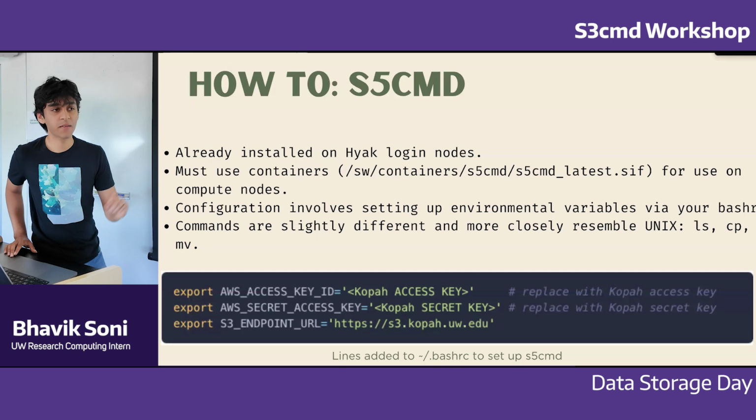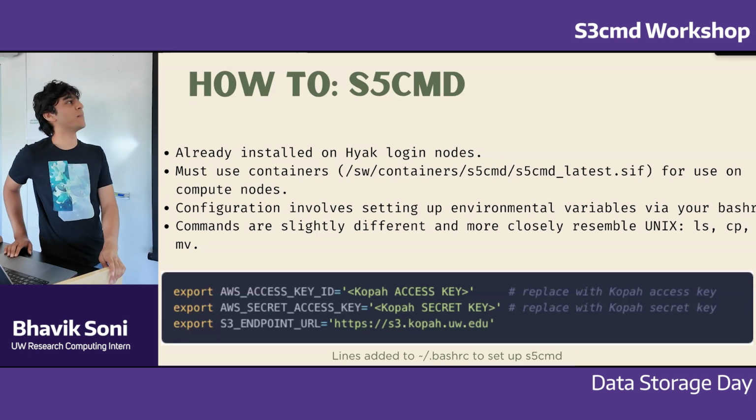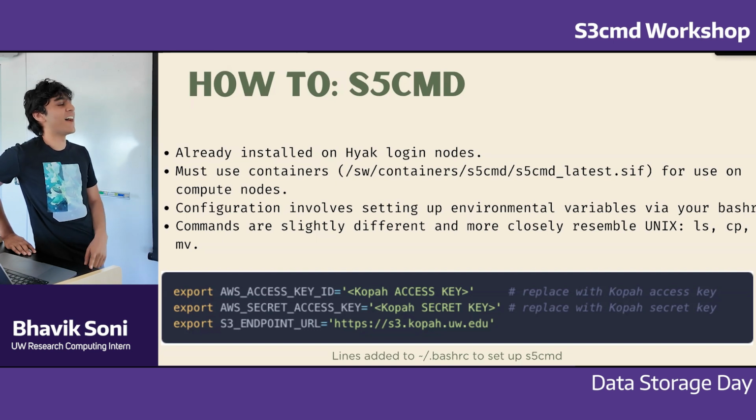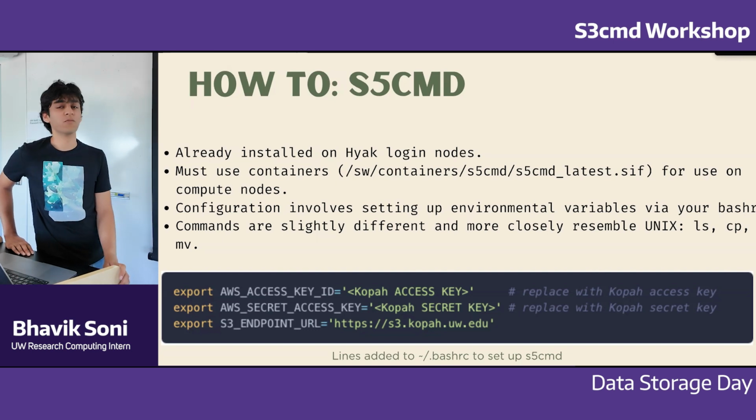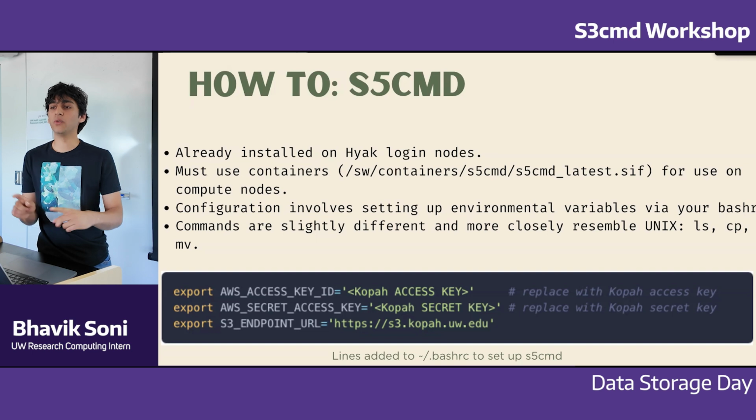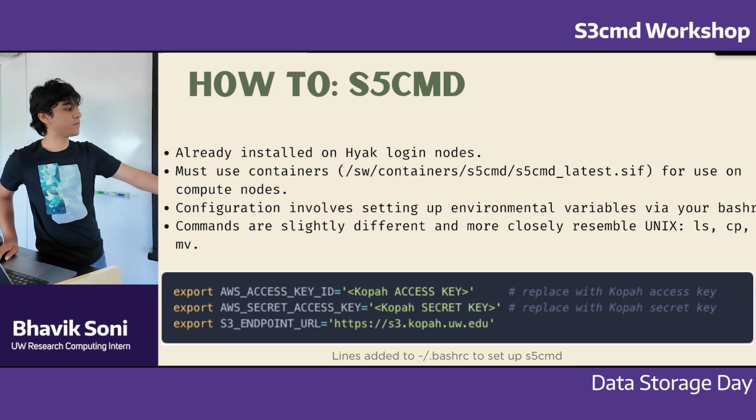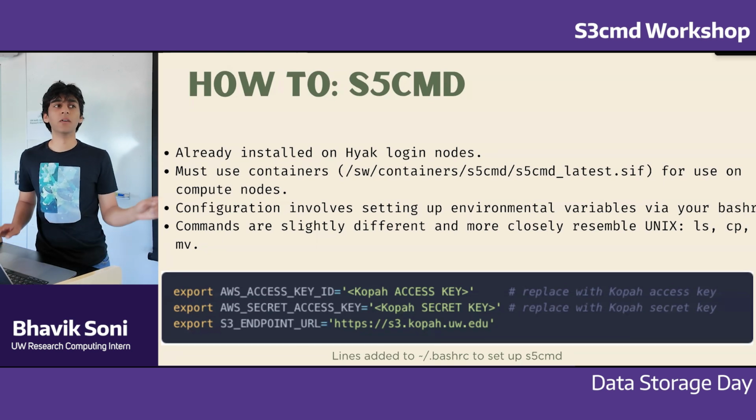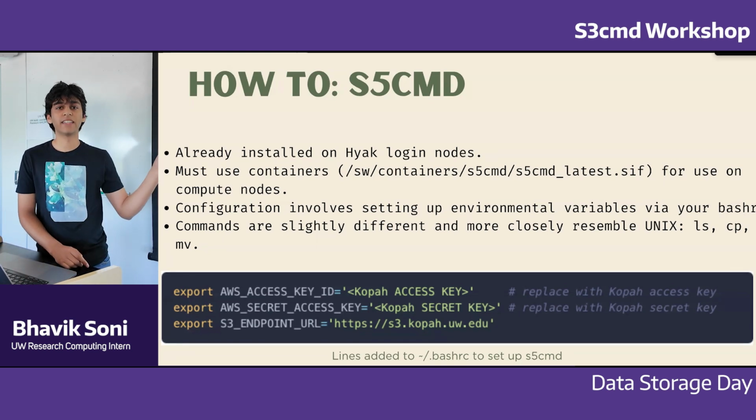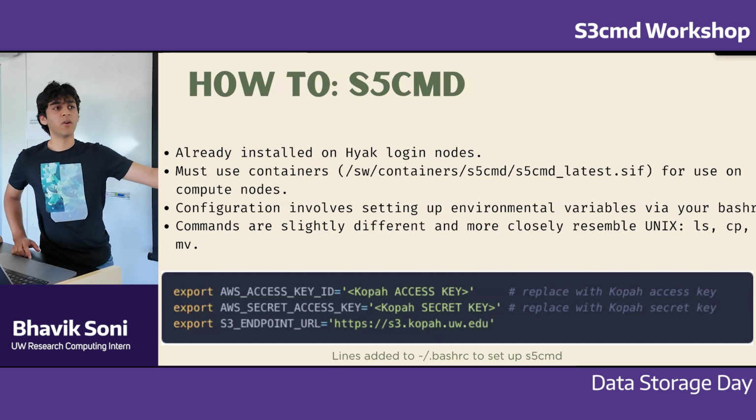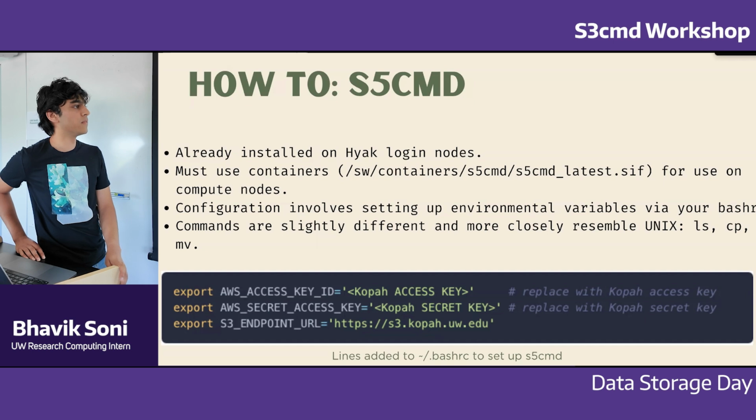And then the augment on S3 command is S5 command, and it's a bigger number, so it's better. These are already installed on Hayek login nodes. Those have the best throughput, so that's where it's recommended for use. You can also use a container if you want to use it on your compute nodes, if you have a script, for example. This configuration is a tiny bit different. It's linked on the documentation. If you look up Hayek S5 command on Google, you'll find it as the first thing. It involves the same code, same key, but it does something differently.